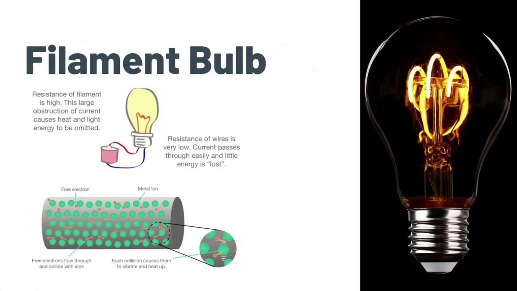A filament bulb. If we just chat a little bit about a filament bulb. A filament bulb looks like these that are shown on the screen. And they've got a filament in them. And this is a high resistance wire. And when you put current through this high resistance wire, it heats up and it causes heat and light to be emitted.